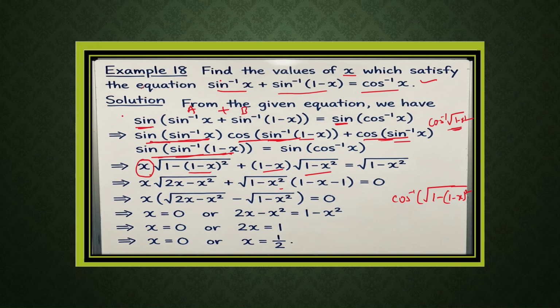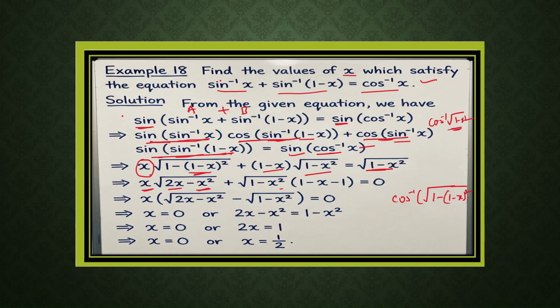Then on the RHS, sine of cos inverse x is there. This cos inverse x I am going to write in terms of sine inverse x, which becomes sine inverse of root 1 minus x square. Sine of sine inverse root 1 minus x square is root 1 minus x square. Next step, x as it is we wrote. This 1 minus (1 minus x) square is of the form a minus b whole square. If I simplify that, it will come 2x minus x square.